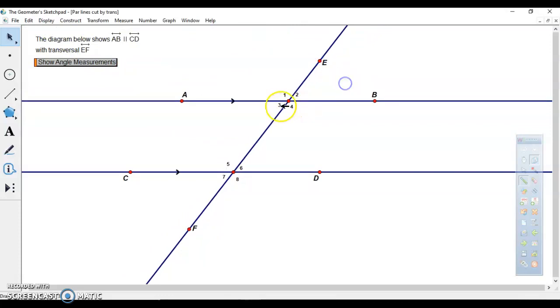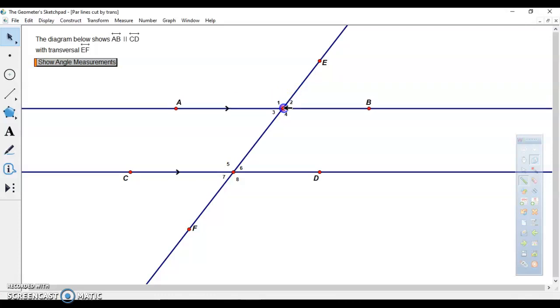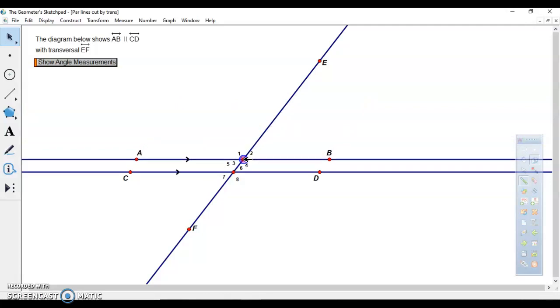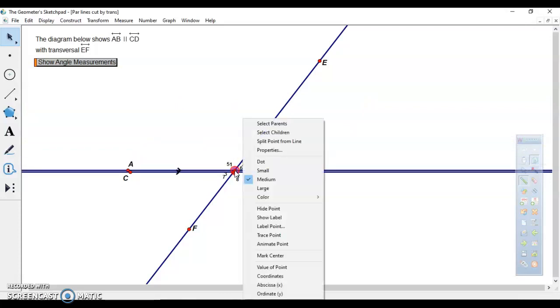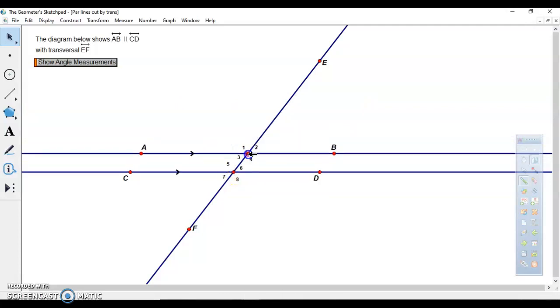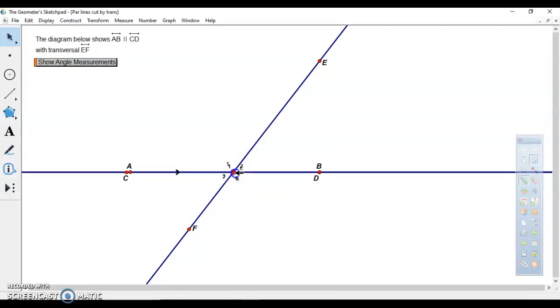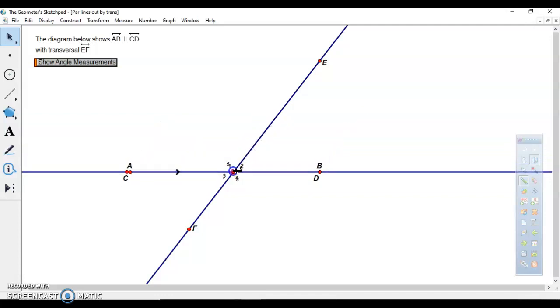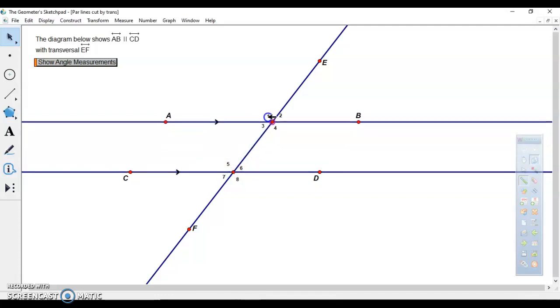But I want you to notice that if these two lines are parallel to one another, that means they have the same slope. That means they're on the same angle. And if I take this line AB and slide it down the transversal and sit it right on top of line CD, what you'll notice is that angle 1 and angle 5 have the exact same angle measure. You'll notice that angle 2 and 6 have the exact same angle size, and so forth and so on.